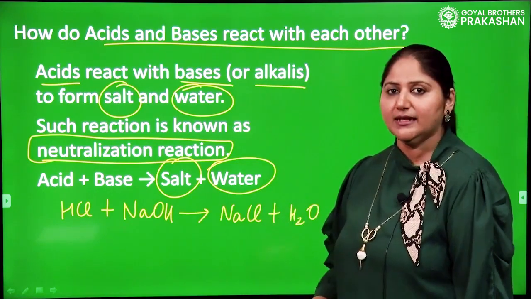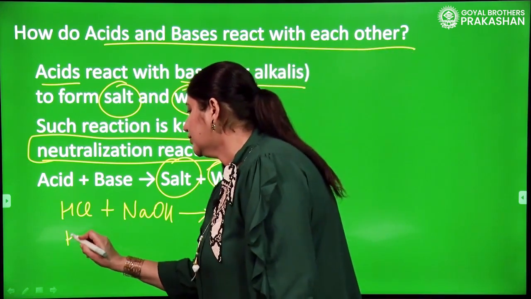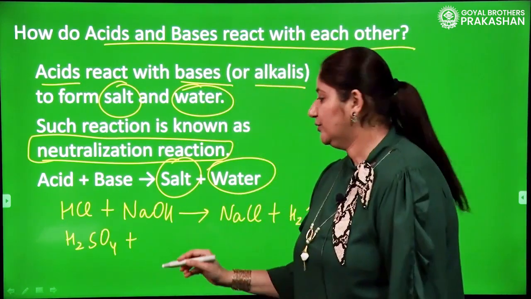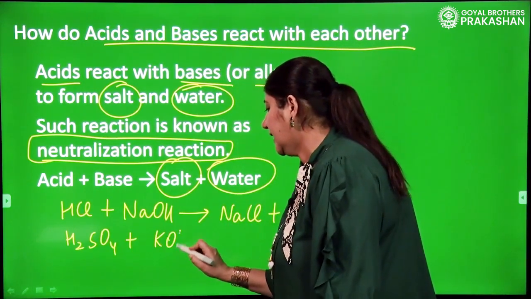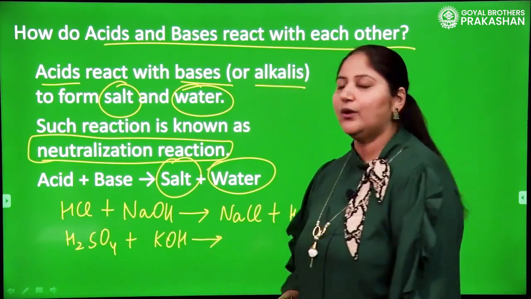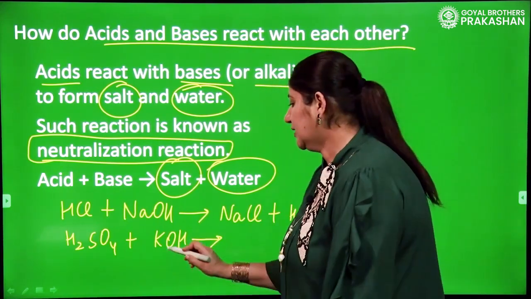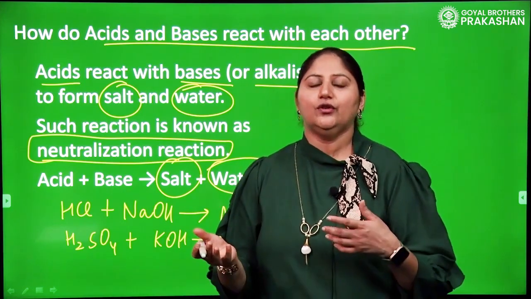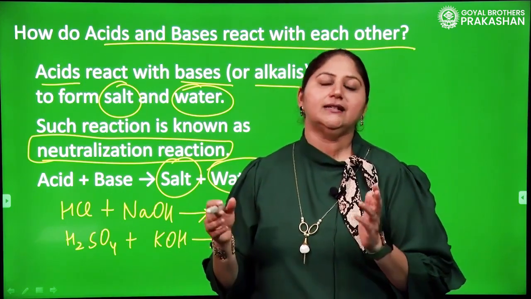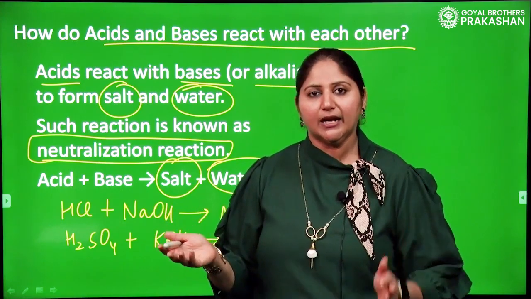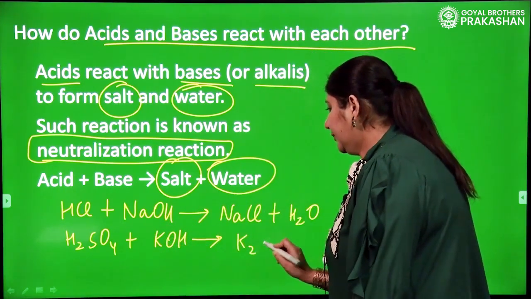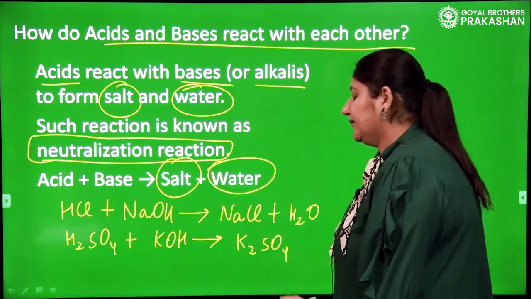Similarly, let's take another example. I have H2SO4, an acid, and I am adding to it potassium hydroxide, a base. What will happen? So potassium is more reactive than hydrogen, it will displace hydrogen. So in other words, I can say there is an exchange of potassium and hydrogen positions. So what will happen? It will form potassium sulfate.